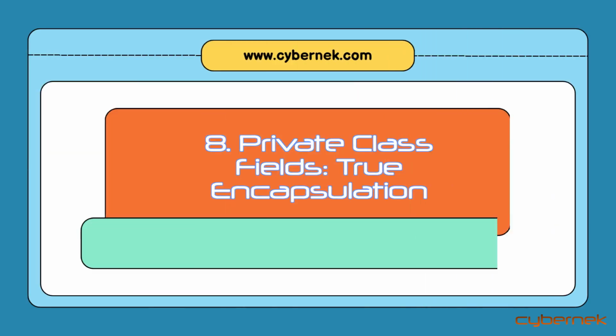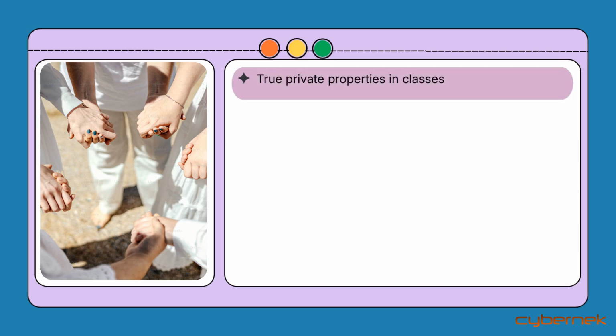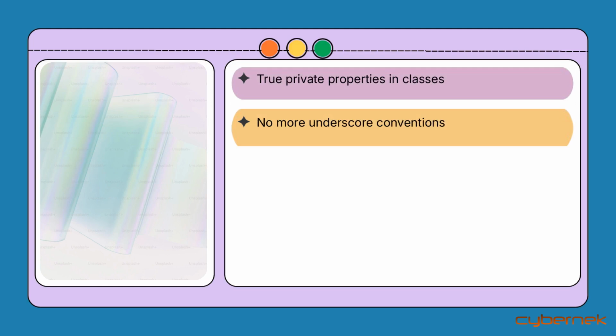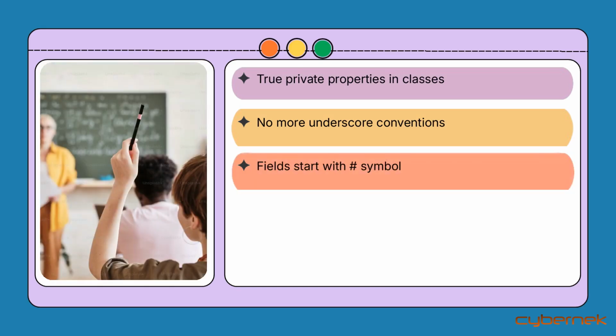8. Private class fields, true encapsulation. Finally, true private properties in JavaScript classes. No more underscore conventions or WeakMap hacks. Private fields start with a hashtag and are genuinely inaccessible from outside the class.